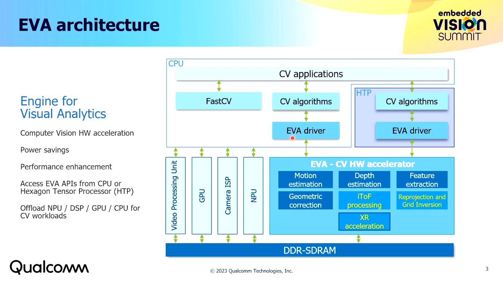and it can be controlled either from the CPU or the HTA, the Hexagon tensor accelerator. Mainly the benefit of this block is to offload these functions, and I'll talk about the functions block by block in a moment, so that you don't burn power or cycles in the CPU, GPU, DSP, et cetera. So it provides power savings, it provides performance enhancements over doing some of these functions in software, and so a lot of our customers find this core quite attractive to use to offload their CV functionality.